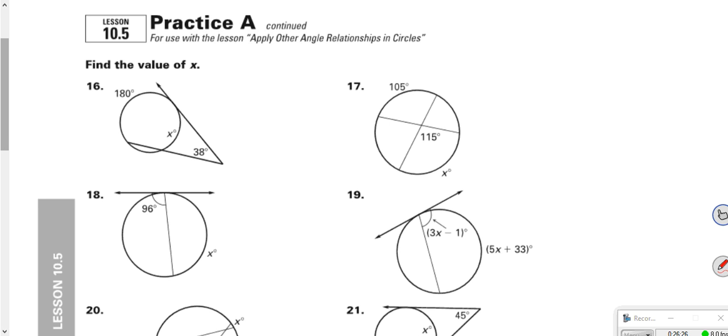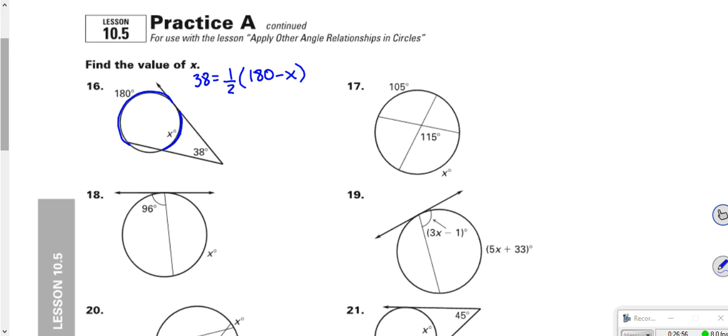Number 16, now we are trying to find, first of all, the 180 is going from here around to here. That's obviously a semicircle. And then this is the other intercepted arc. We're trying to find the intercepted arc, one of them, when we're given the angle measure. So again, got to make an equation here. So 38 equals 1/2 of 180 minus x.